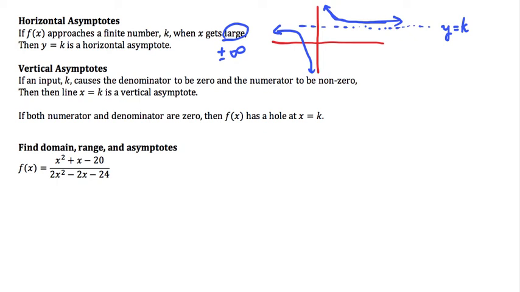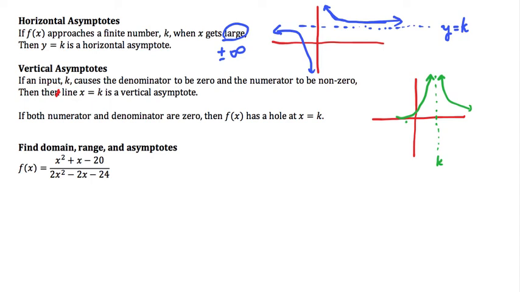For vertical asymptote, we're going to define it in a more algebraic way. If an input k causes the denominator to be 0 and the numerator to be non-zero, then the line x equals k is a vertical asymptote. You've seen, hopefully, vertical asymptotes before. If you have a graph that looks something like this, and then there's an imaginary line here, and the graph does something like that, then this line here would be a vertical asymptote.